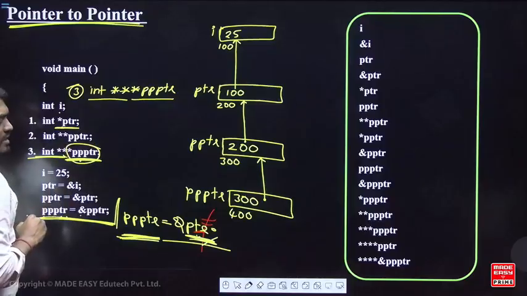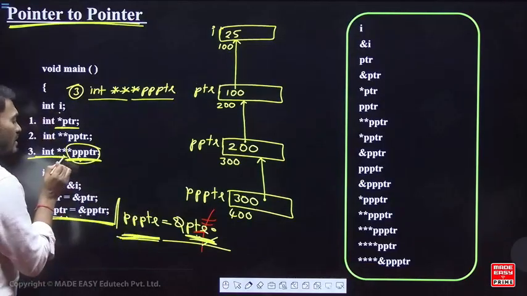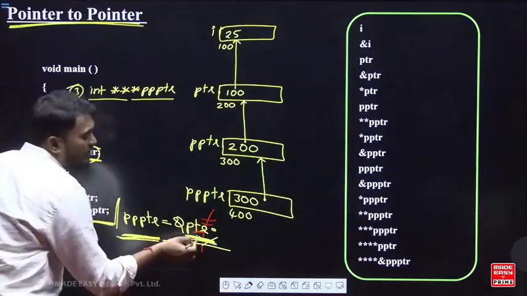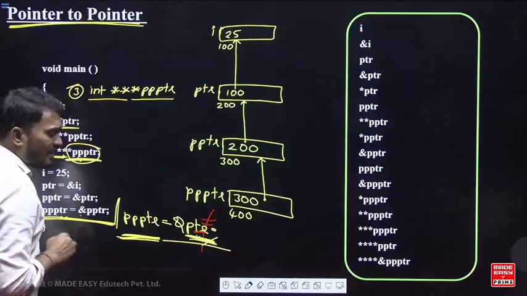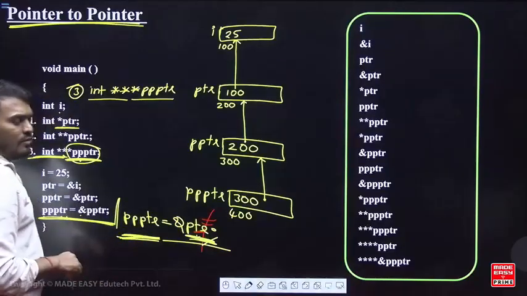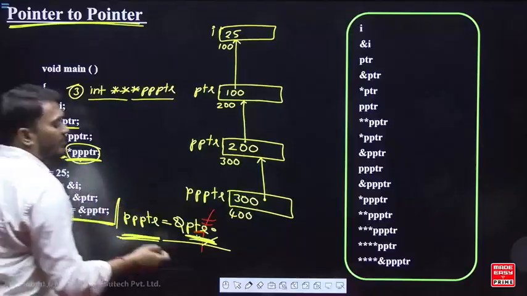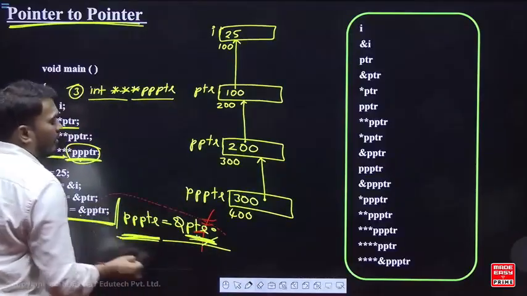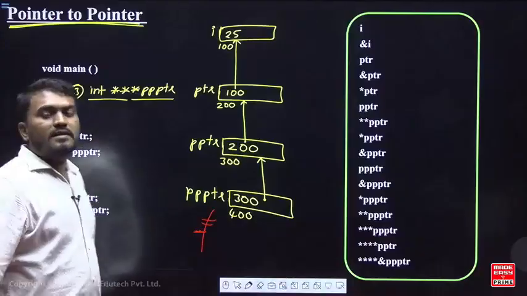Look at the declaration. You are promising that in the triple pointer you are going to store the address of a double pointer, but what you are storing is the address of a single pointer. So you have said one thing and you are doing something else. That is the mismatch. You are lying to the compiler. So that is not allowed. Is this clear for everyone?